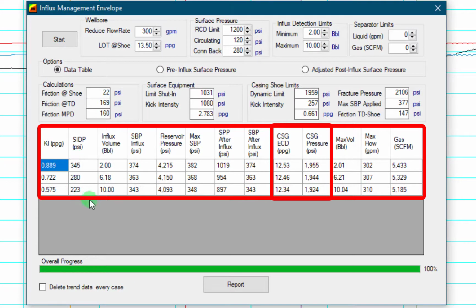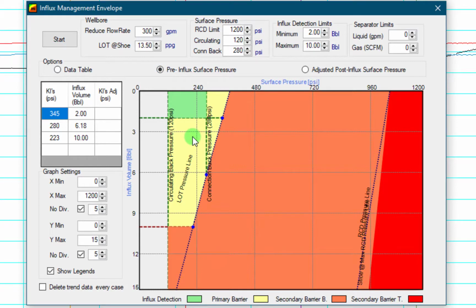We can look at our data table. The 10 barrel influx with 0.575 pound per gallon kick intensity led to a casing pressure of 1924 psi. And that falls below our dynamic limit for the casing shoe. So next we can go back to the pre-influx IME, and then we can go to the adjusted post-influx IME, and we see that we have more operating room here. That means that we have more room to move with this influx.